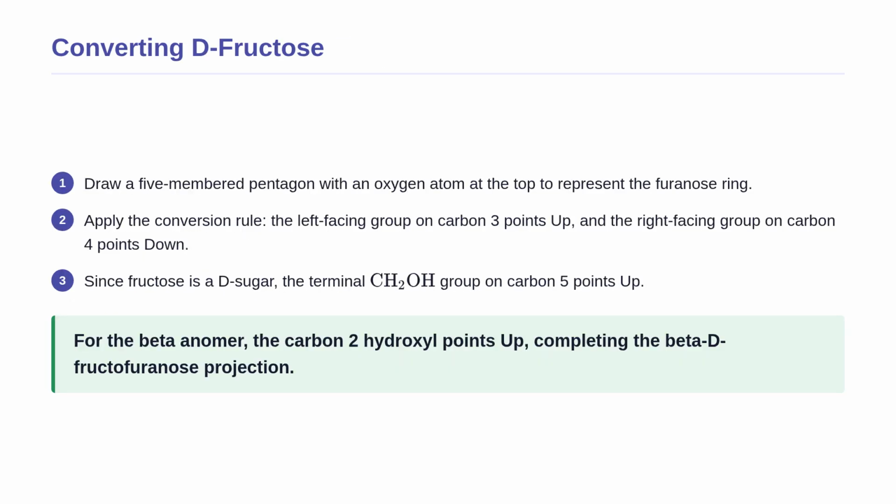Let us apply our conversion formula to this five-membered ring by converting linear D-fructose into its beta anomer. We begin by drawing a five-membered pentagon with an oxygen atom at the top. Looking at the linear form, carbon 3 is on the left, so it points up. Carbon 4 is on the right, so it points down. Because it is a D sugar, the terminal group on carbon 5 points up. Finally, to make it the beta anomer, the hydroxyl on carbon 2 must point in the same direction as carbon 5, which is up. This completes our structure.